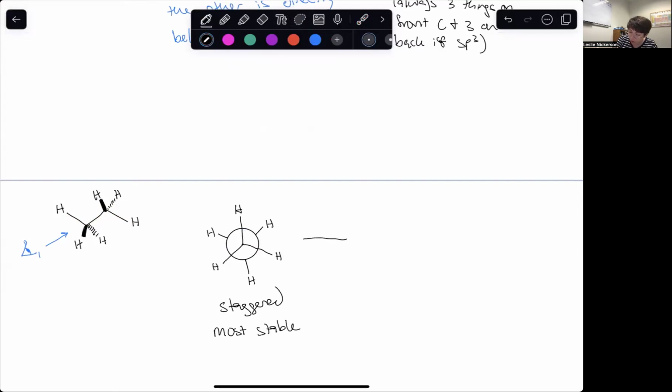And then the cool thing about Newman projections is that you can just rotate them. And I'm going to just give us a few little numbers here, just so that we can see a change because we've got a bunch of H's here. So you can rotate the front or the back. It doesn't really matter which one.